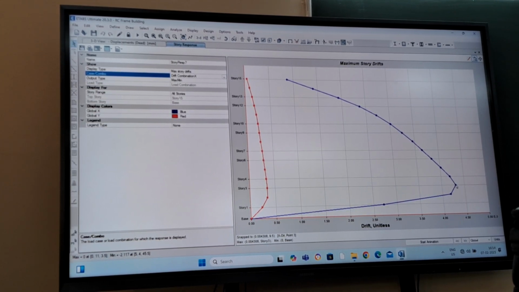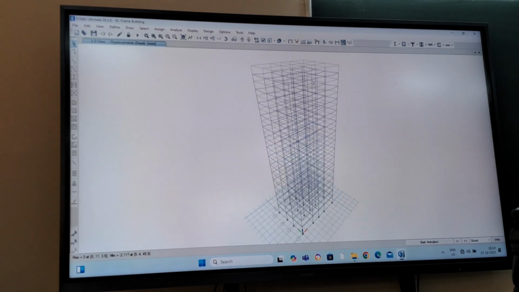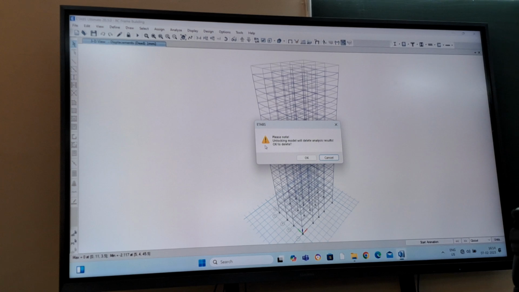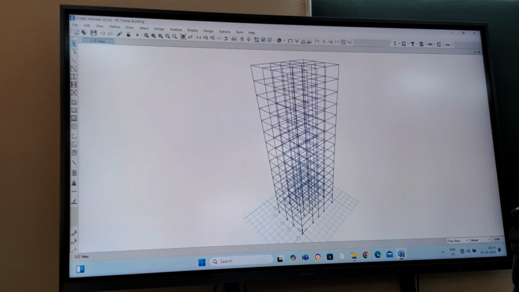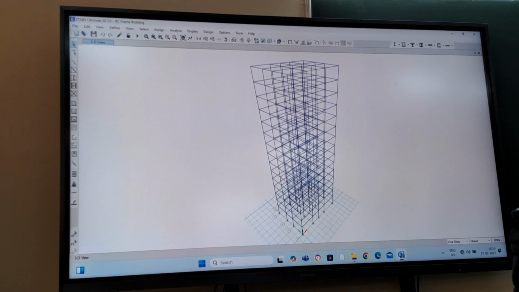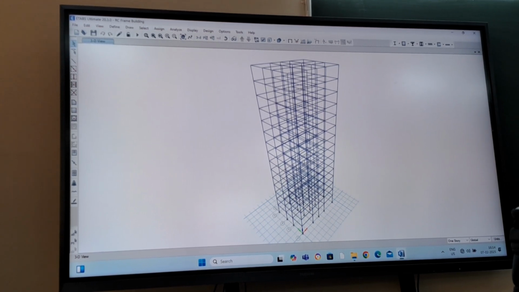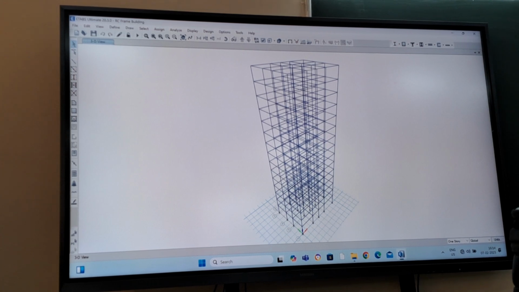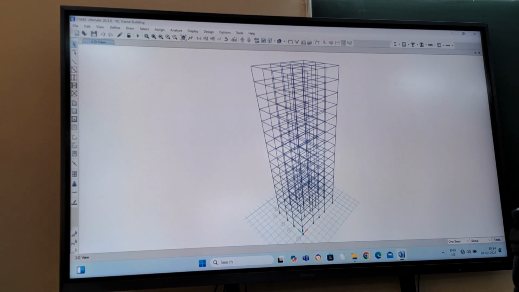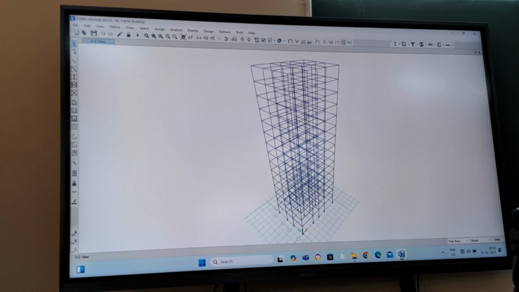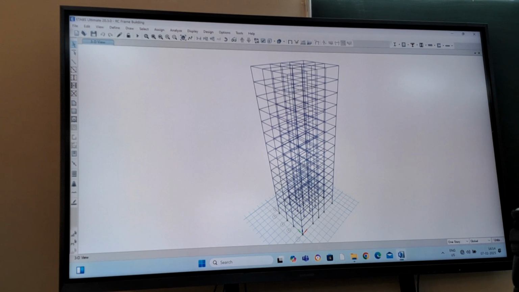See? 0.0043. So now, what we can do is, since we have seen for the design, the upper stories were already satisfied, but unnecessarily we have increased the member sizes there. So if we reduce the member sizes on the upper stories, it will make the structure light, means the mass of the structure will be a little bit reduced. So the drift will be reduced a little bit.